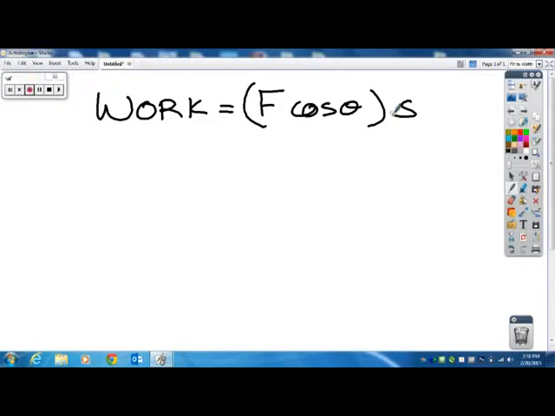S over here just means displacement. You may be more comfortable using D for displacement. You can use whatever letter you want. You can use X for horizontal displacement, Y for vertical displacement, or you can just use D.